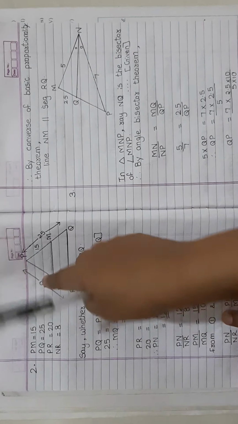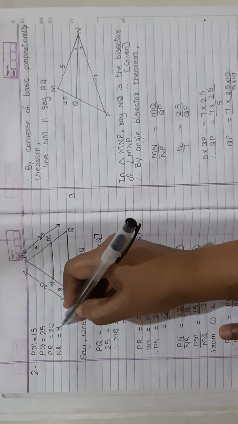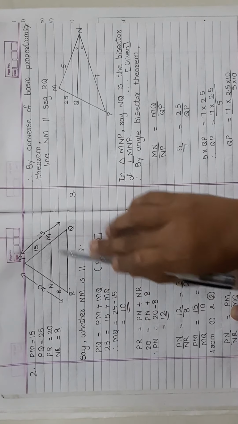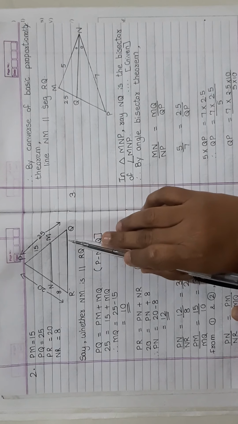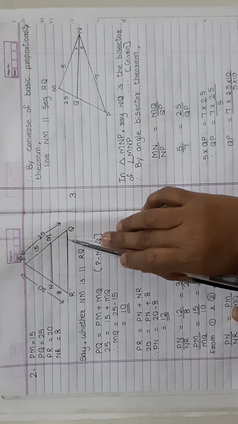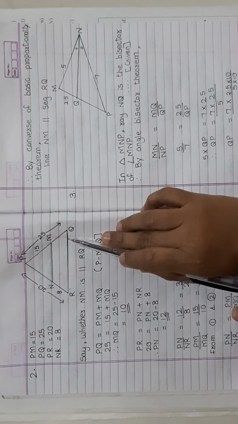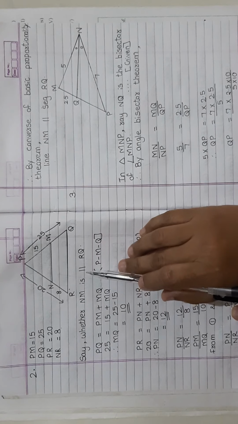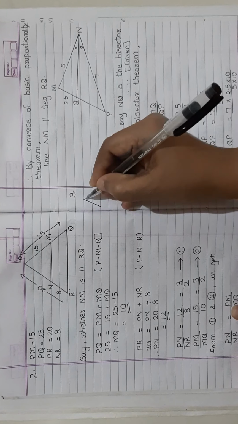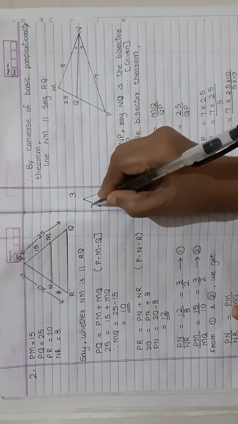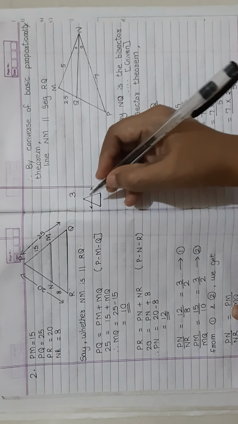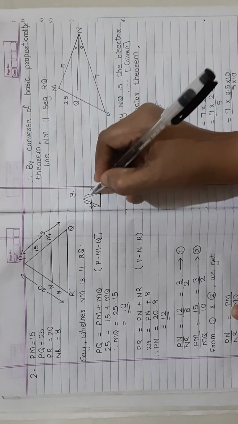Now see here, whatever information is given I have written, I have drawn the figure. We have to say whether these two are parallel. These two are parallel means immediately it should strike our mind that we should try to apply the basic proportionality theorem. See again, what is the basic proportionality theorem? As I said, a triangle will be given, a line will be parallel to one side of the triangle, then this will be in proportion.